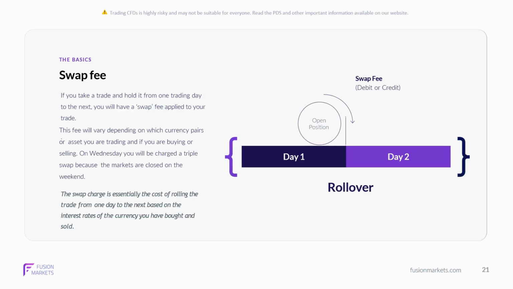If you're in a trade and it runs from one trading day to the next, then you will have what's called a swap fee applied. Sometimes it's called an overnight fee as well. It can be a debit or a credit on your trade. It just depends on what you are trading and if you're buying or selling. On Wednesdays, you'll have what's called a triple swap, and this takes into account that the markets are closed on Saturday and Sunday. So that's perfectly normal.